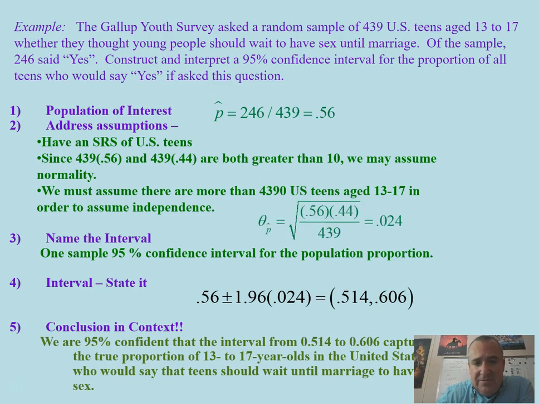And here's our formula for our standard error, which we can then plug into our interval. 0.56 plus or minus, for 95%, 1.96 times 0.024. Add and subtract, you get 0.514 to 0.606. And now we can say we are 95% confident that the interval from 0.514 to 0.606 successfully captures the true proportion of teenagers in the US who would say that teens should wait until marriage to have sex.